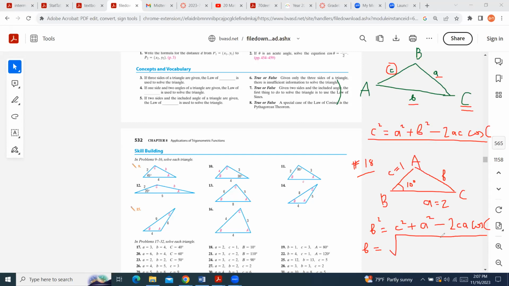And now I can plug the numbers in. So instead of C squared, I put 1 squared. I just plug numbers into a formula, our old favorite procedure, right? And multiply by cosine of that angle. Sorry, it's B. I should be careful. Side B, angle is B. So 10 degrees.